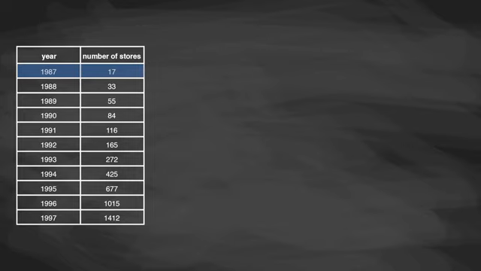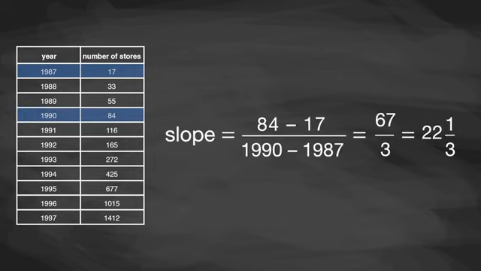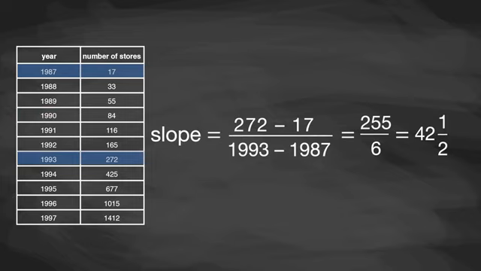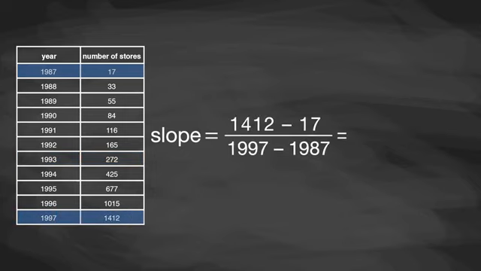Between 1987 and 1990, there was an average of 22 1/3 stores added per year during the first 3 years. Between 1987 and 1993, there was an average of 42.5 stores added per year during the first 6 years. Between 1987 and 1997, there was an average of 139.5 stores added per year during the first 10 years.